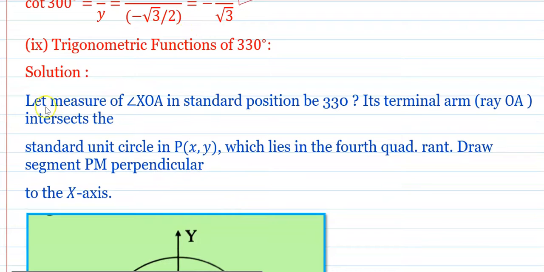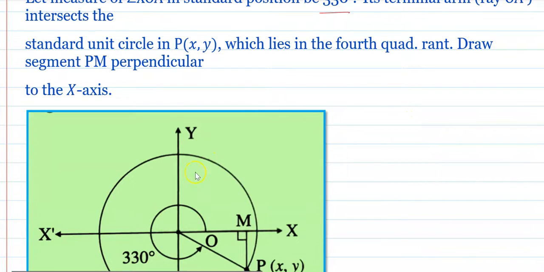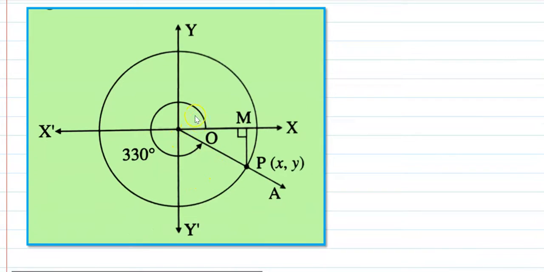330. Okay. Let the measure of XOA in the standard position be 330. Its terminal arm OA intersects. This is the 330. Okay. Since it is 330, the measure of this angle is equal to 30 degrees. Okay. And the measure of this angle is 60 degrees. Again, the side opposite to angle 30 is half of the hypotenuse. Means what? MP, MP is equal to y is equal to 1.